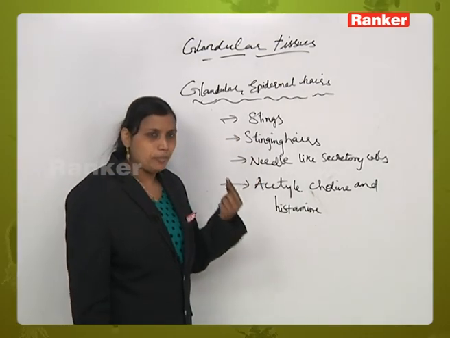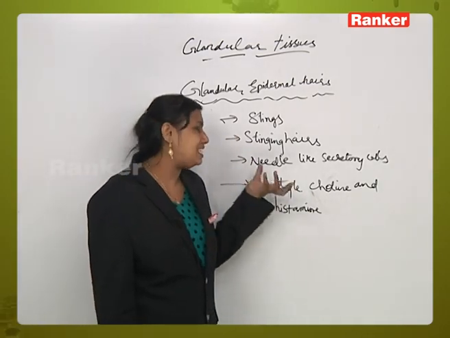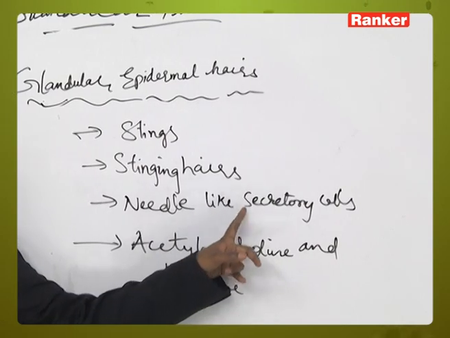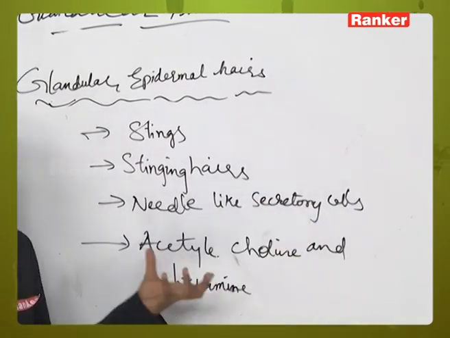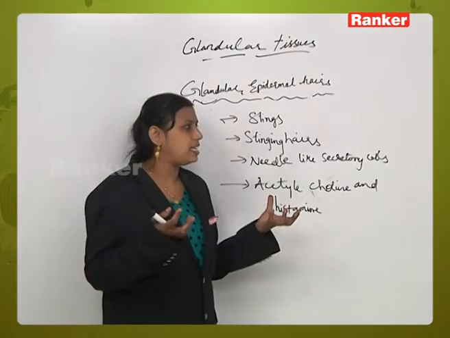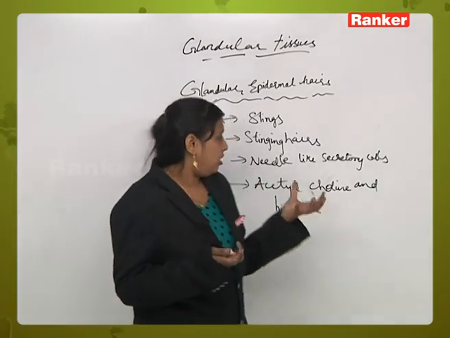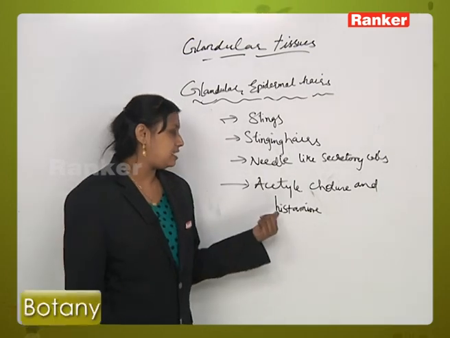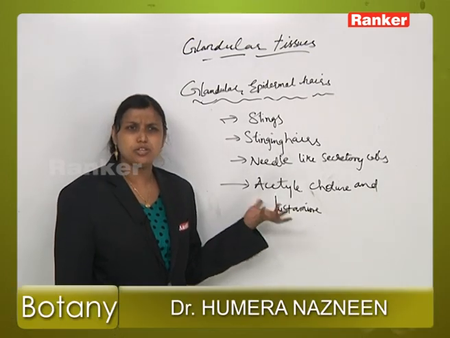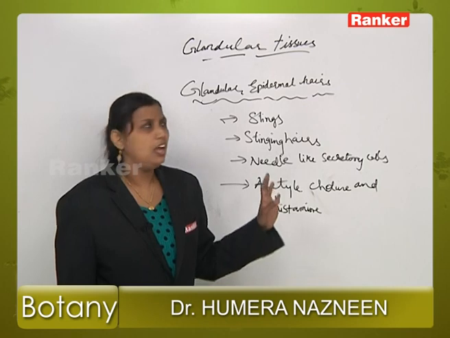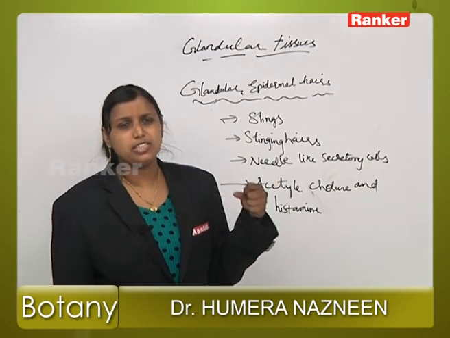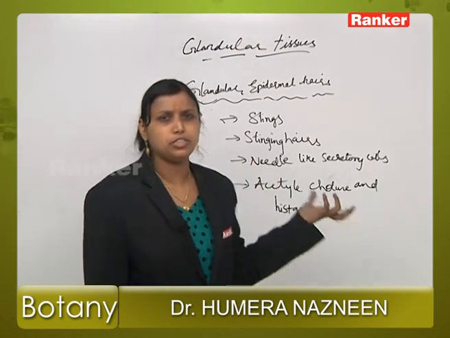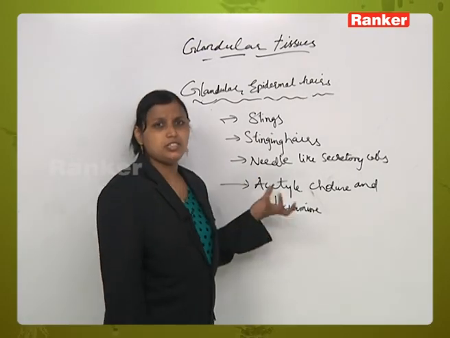As they are in the form of needles, they possess needle-like secretory cells present at the tips. At the base is a sac with toxic substances, acetylcholine and histamine, which are useful for cutting the animal skin. So these are the different types of secretory tissues, or special types of tissues, which are helpful in your syllabus.